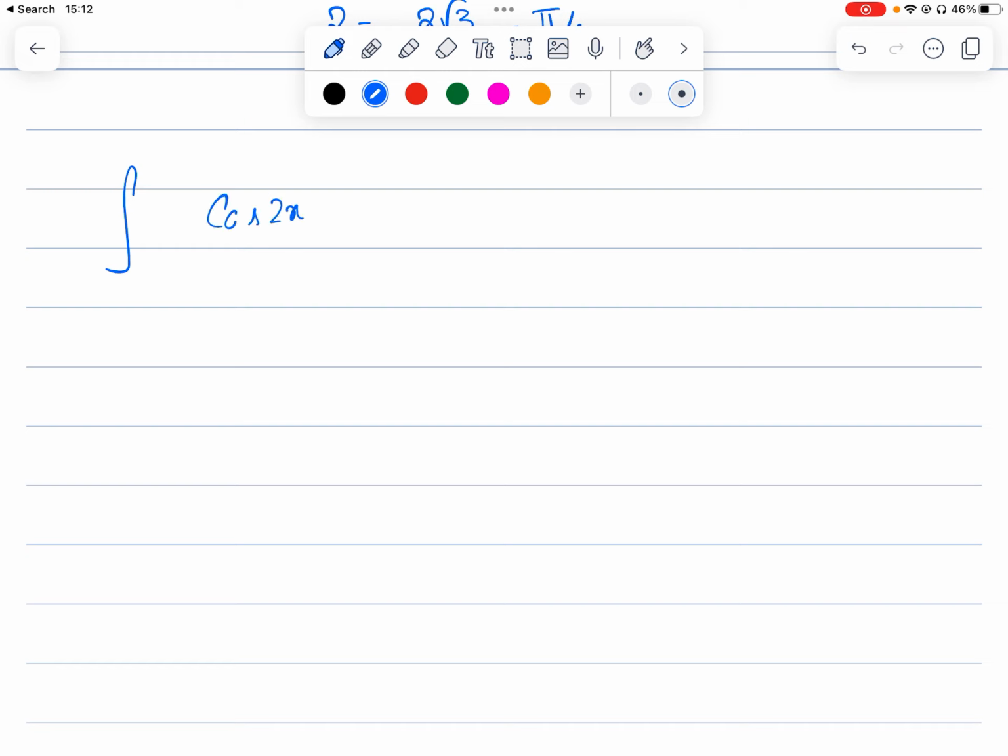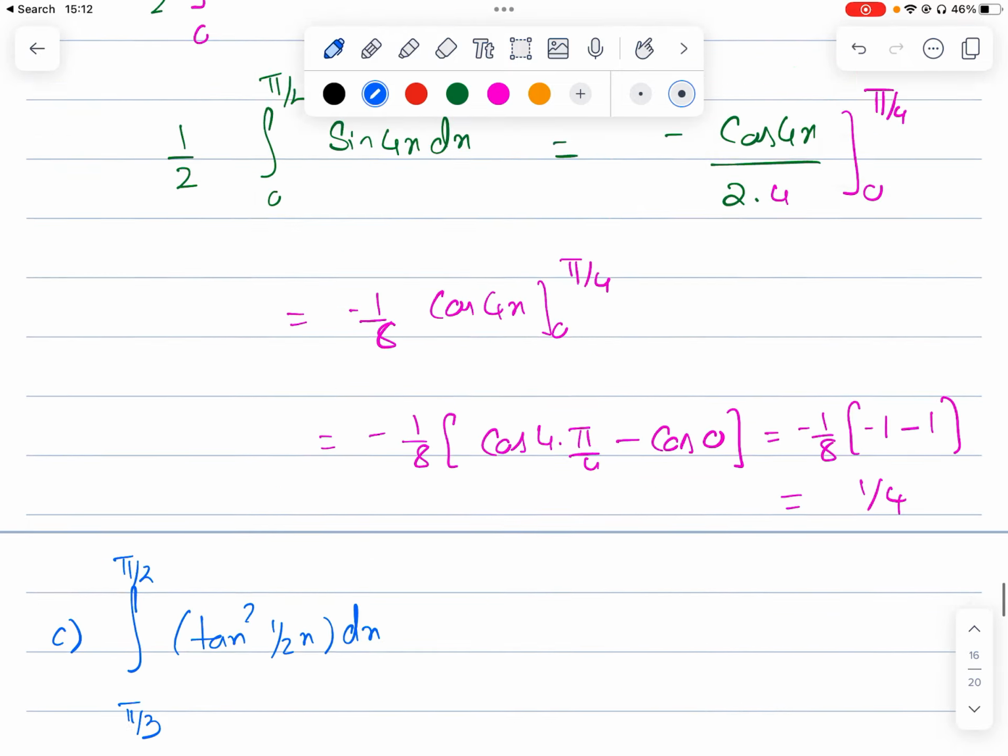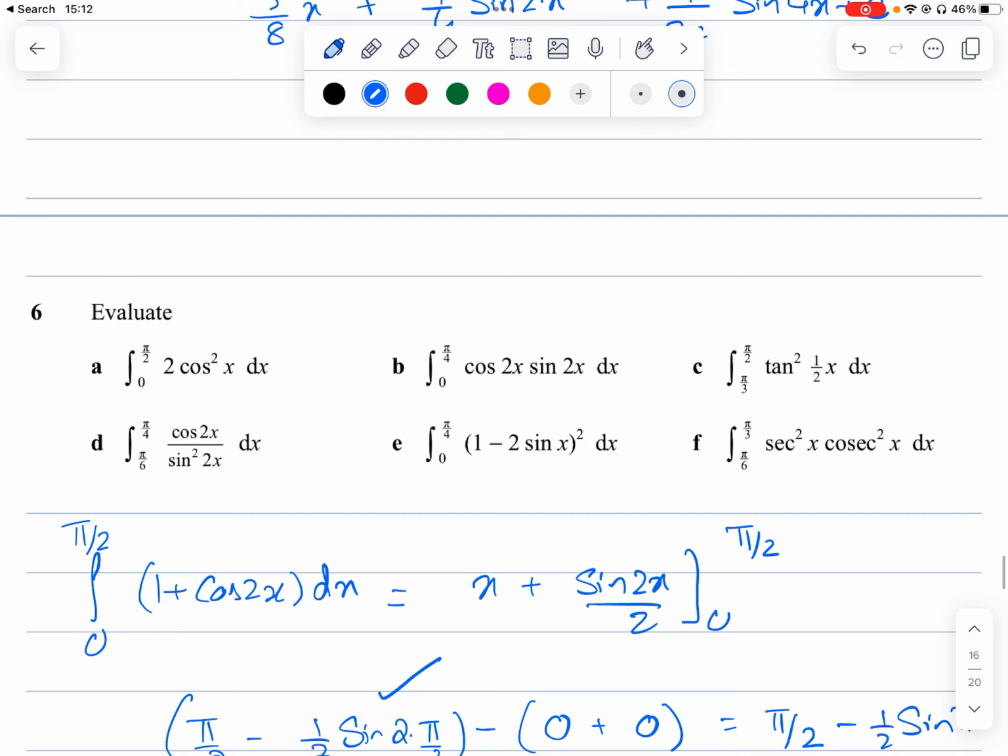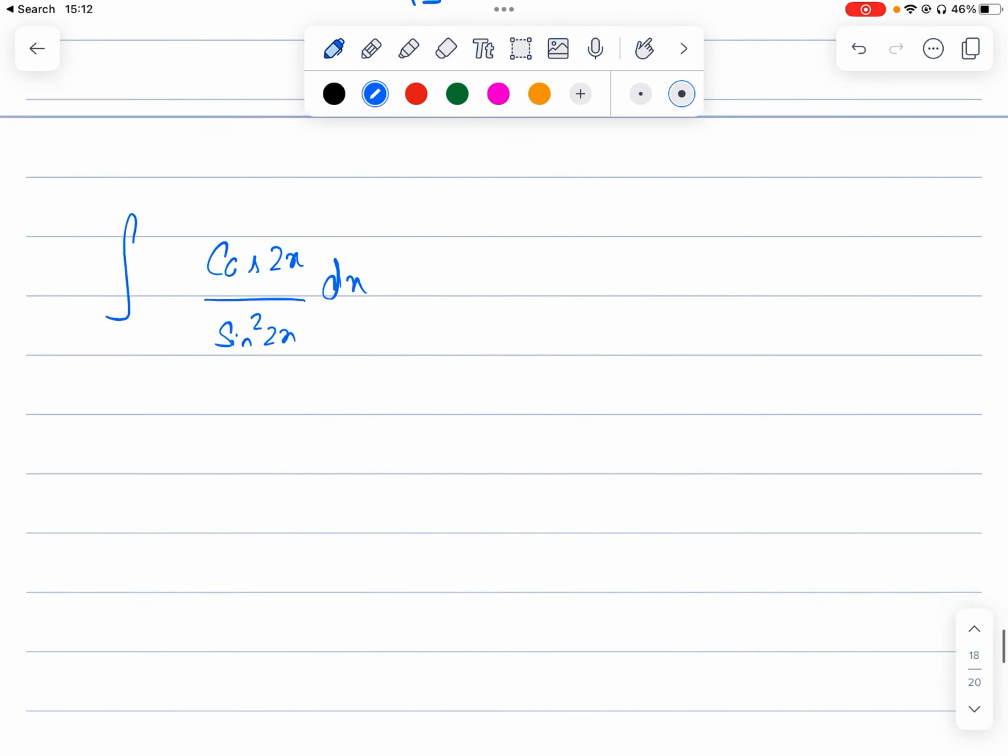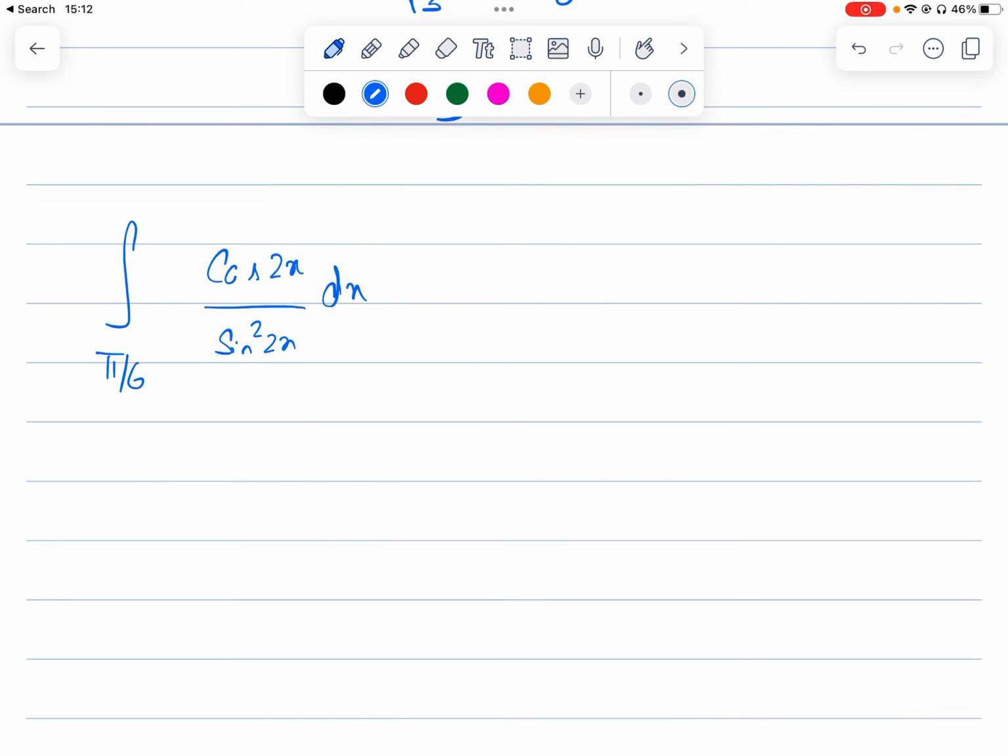Cos 2x upon sine square 2x. From the limits, you have to be very much careful in the limits. Pi by 6 to pi by 4. So, pi upon 6 to pi upon 4, cos 2x divided by sine square 2x can be written as sine 2x times sine 2x dx.